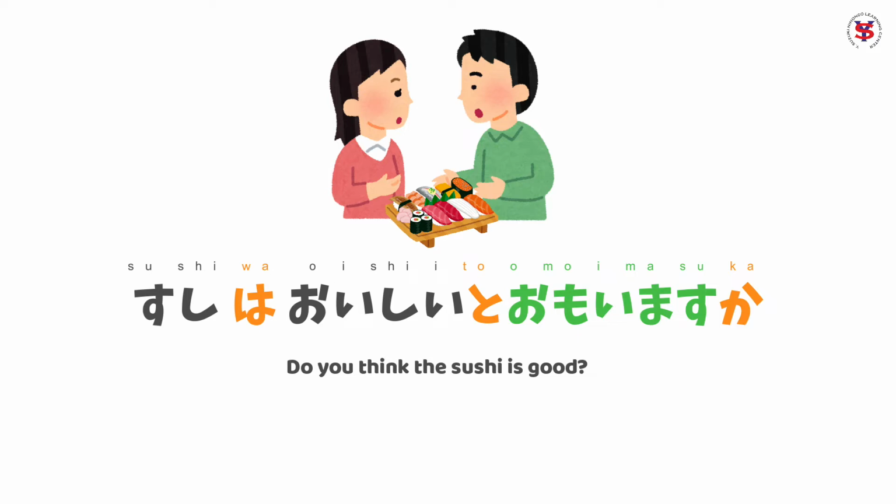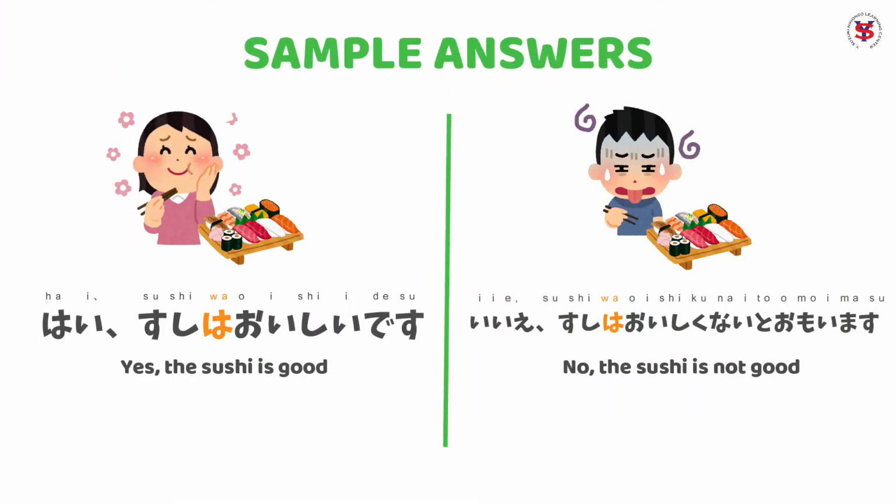So we can say, yes, the sushi is good. Or, no, the sushi is not good. We say, はい、寿司は美味しいです. Or, いいえ、寿司は美味しくないと思います. So if you noticed, in this type of question, we are asking specifically about the sushi.